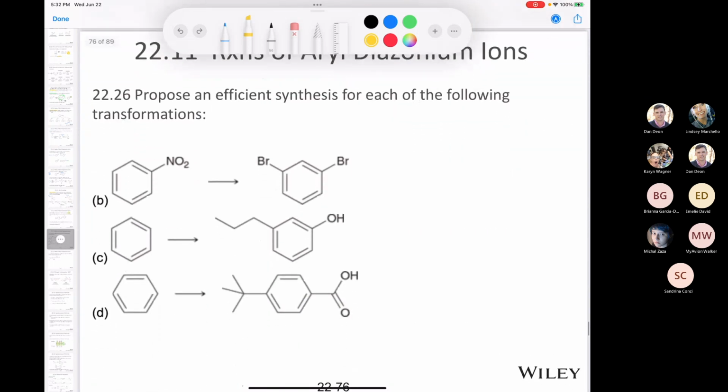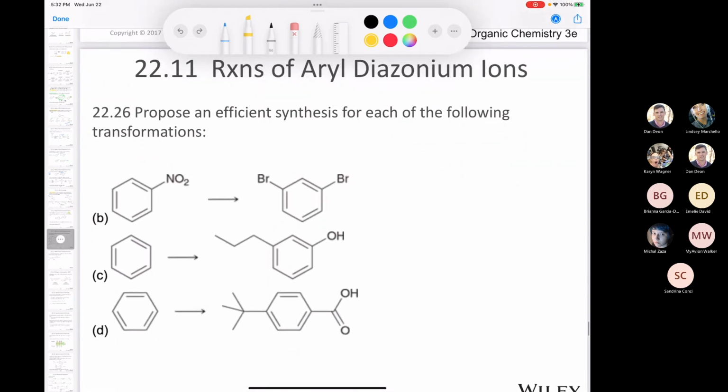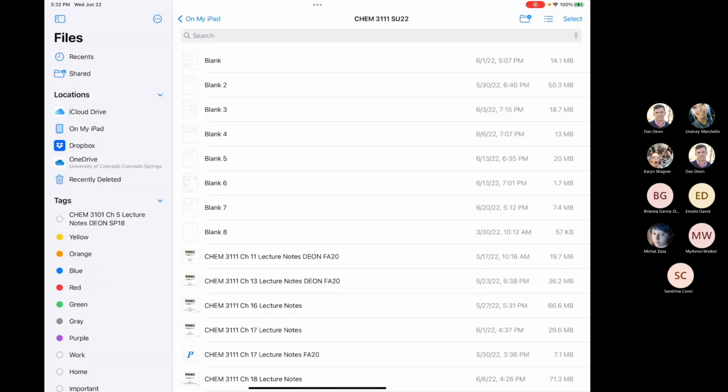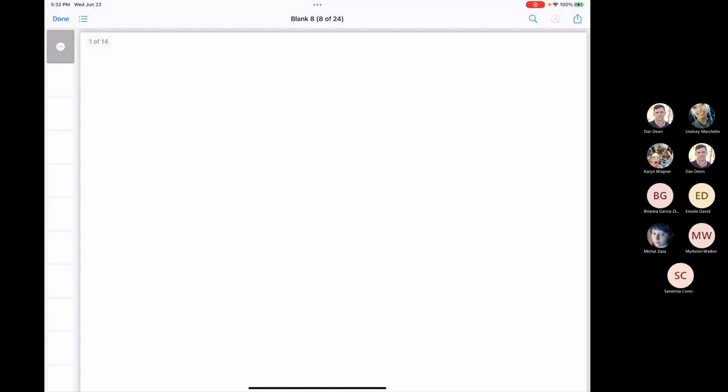With all of that in mind, let's see if we can do some synthesis problems. I'm going to have to switch over to a blank document because I don't have a lot of space on here. But let's see if we can tackle these three, and then maybe we'll take a break and we can try some more after that. So let me switch over to a blank document. So this is 22.26 from your textbook. Just bear with me here.